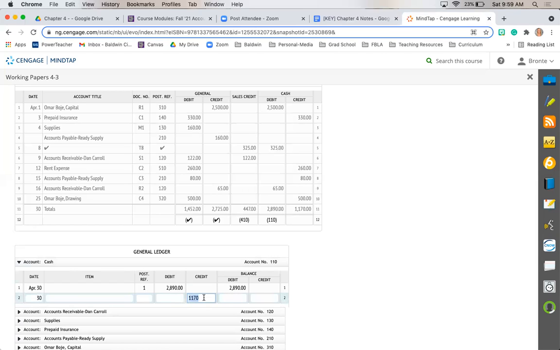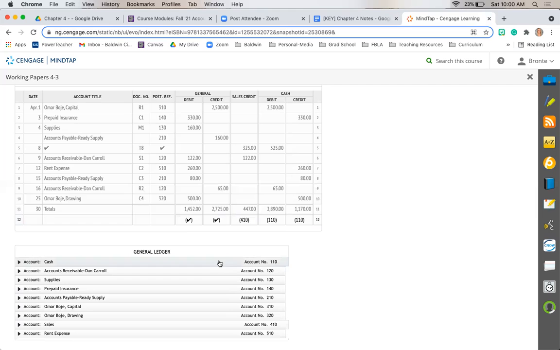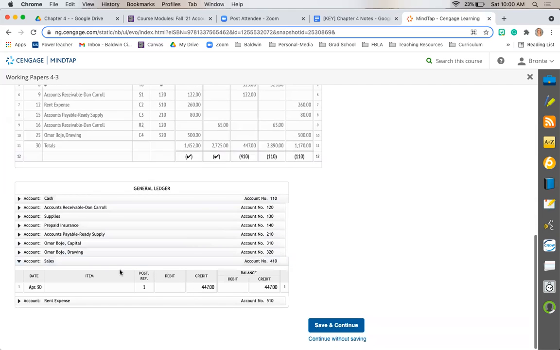So I'm going to subtract 1,170. So 2,890 minus 1,170, and that's going to update my balance to 1,720. All I need to do now is take my account number 110 and place it underneath cash credit. And that is 4.3. All you have to do is post our special amount column. So make sure you have 3 account numbers underneath here. Your cash is complete with an updated debit balance, and your sales account is complete with an updated credit balance.